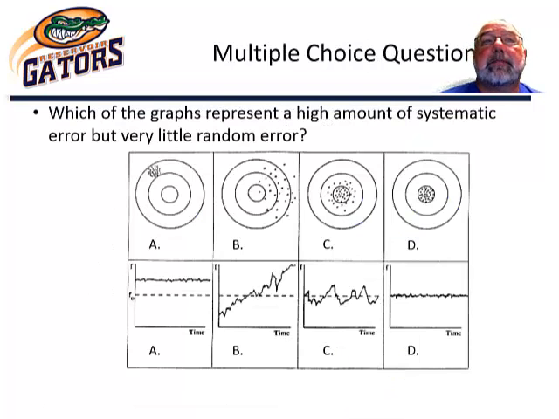Okay, so here's your multiple choice question. Which of these graphs, both the target graph and the line graph, represent a high amount of systematic error but very little random error? Go ahead and answer that on your summary form that goes along with this video, and feel free to pause or rewind as necessary.